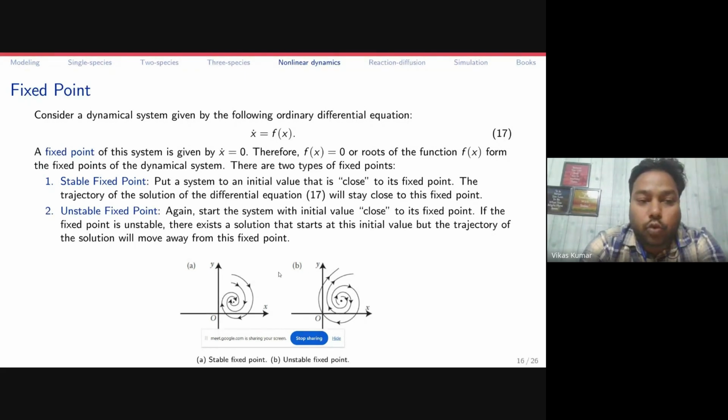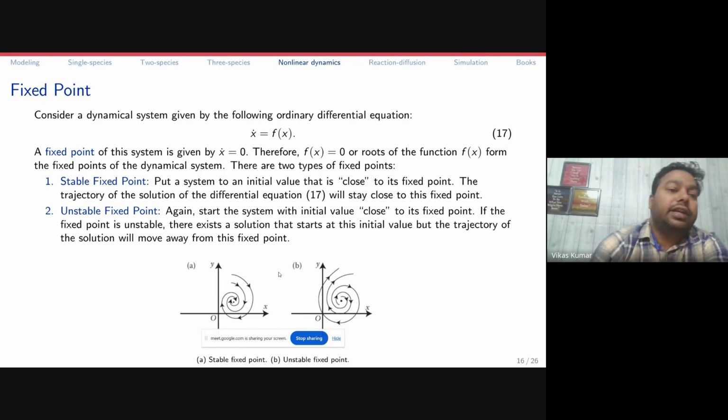So this is a source kind of figure, we can say. In the second diagram B, it's an unstable fixed point. If you want to calculate the fixed point, you can follow this mathematical calculation of the phenomena. There is some theory behind that, but I'm not discussing that much in depth. I'm just giving you some idea about it.